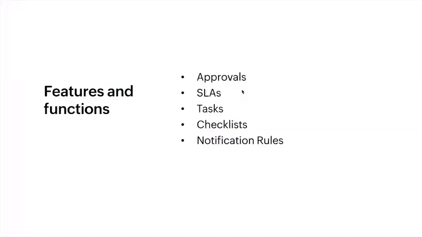Coming back, we saw how Zilker automated various operations. They ensured sufficient checks and balances with approvals. They set time-based targets with SLAs. Then they created tasks within the template itself and ensured that their technicians did not miss out on anything important by creating checklists. They also made sure that their end users and technicians stayed well informed by using notification rules.